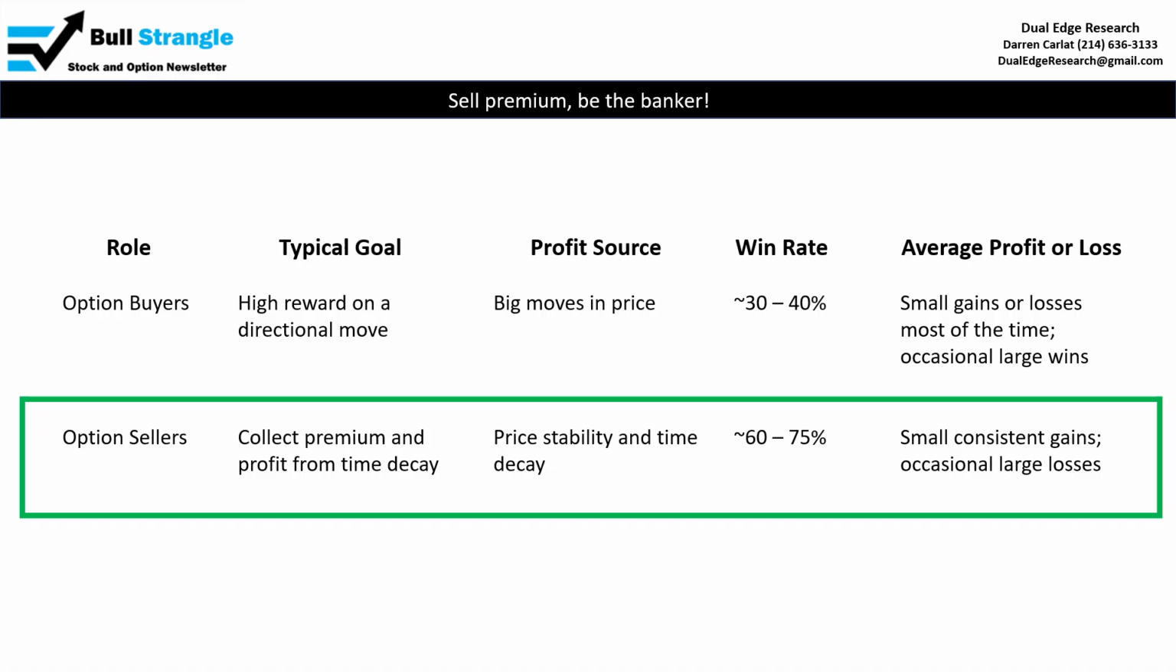And the average profit or loss is going to be small, consistent gains with the occasional large loss. By the way, if you're still not convinced that selling premium is the right strategy, I suggest that you go back to video 1 and go through that section again. Being a premium seller is a critical element of this strategy.